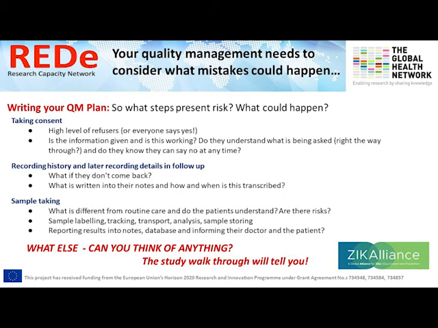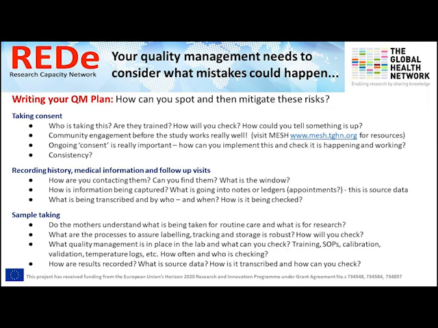Now, I'm sure you can all think of other things that I haven't said here, because I've not sat down with you all and walked through your study. But once you've done your study walkthrough, you'll probably come up with a longer list of things to think about. But this is just to give you some idea of how you can begin to think of what headings you might want in your quality management plan, of things to spot where problems might occur, and then how you might mitigate them. So, what mistakes could happen, and then what can you do to mitigate them?